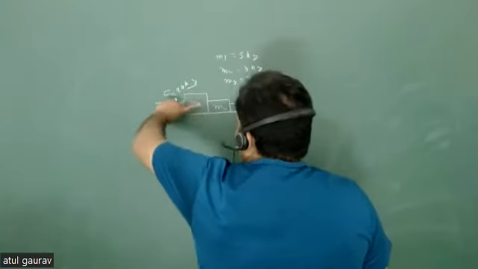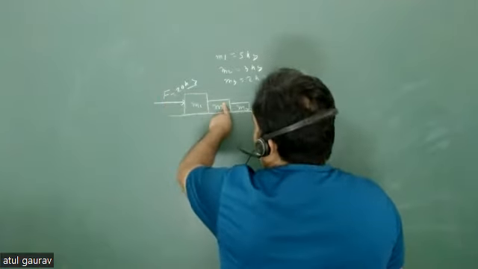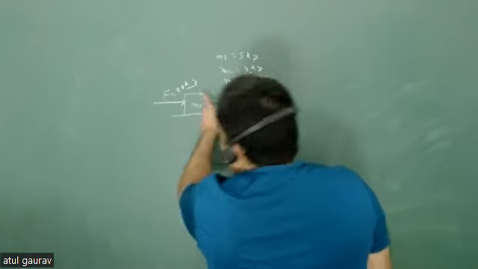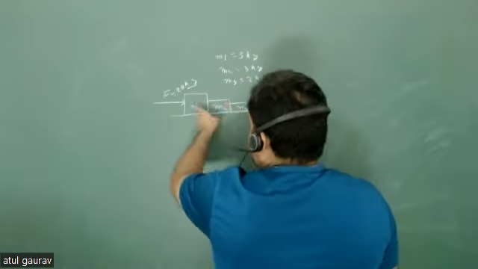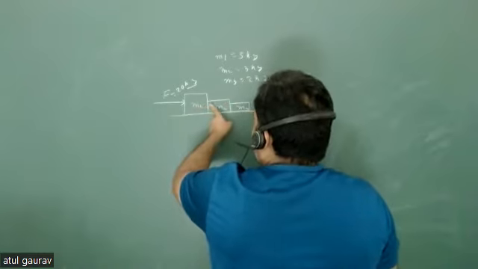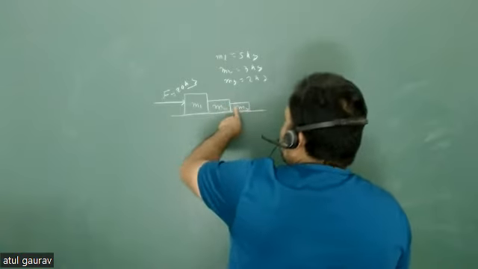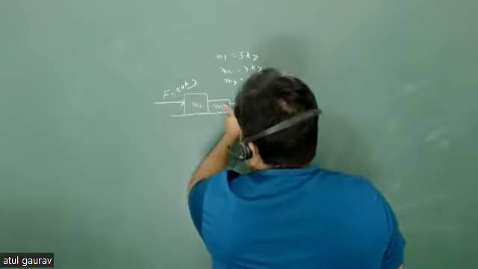Hence, this F is pushing mass m1. Then m1 will push m2. Yes or no? Yes, sir. Then m2 will also push m1. Yes, sir. Yes, action and reaction. And now, if m1 is pushing m2, then m2 will also push m3. Yes, sir. And m3 will also push m2. Isn't it?